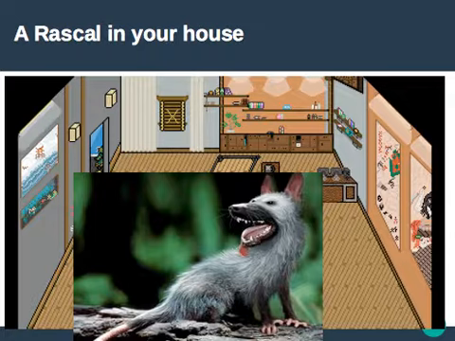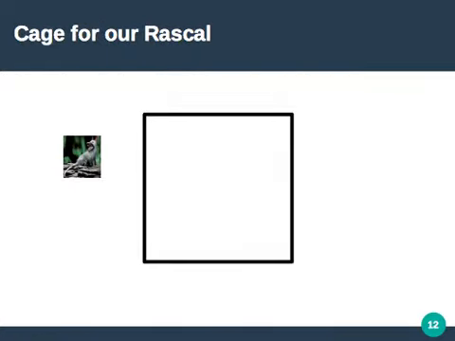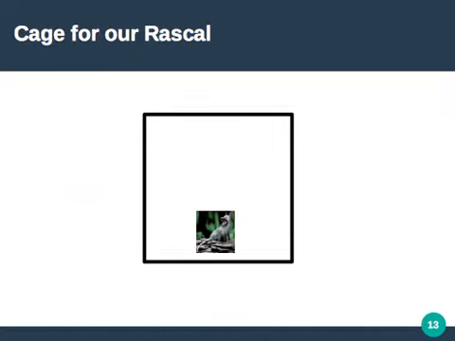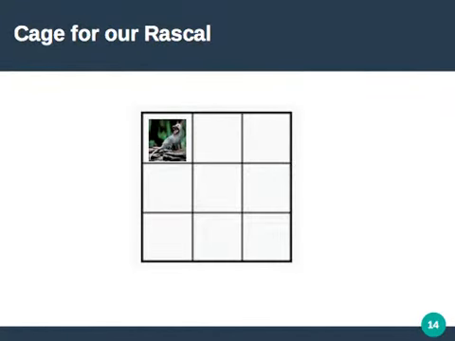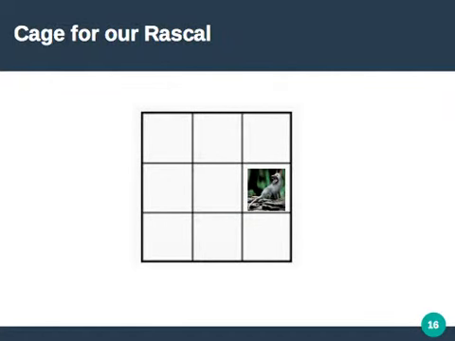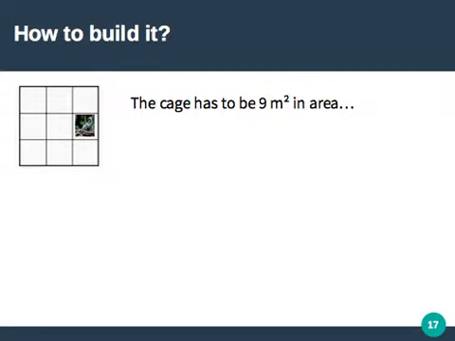So what you have to do is build a cage for him. And rascals are known to like 9 square meters in their cages. They need to have a lot of space. So this is gonna be a 9 square meter cage where our rascal is going to be living in. Okay, so it has to be 9 square meters. How do I build it?